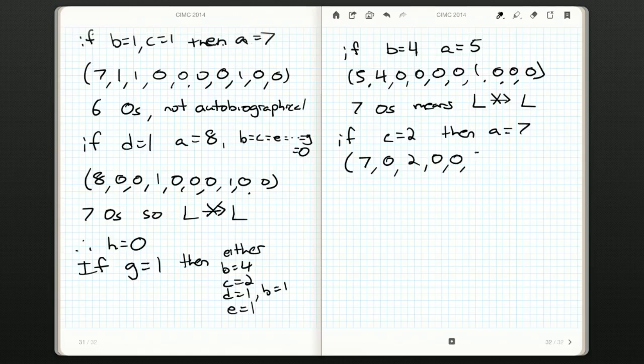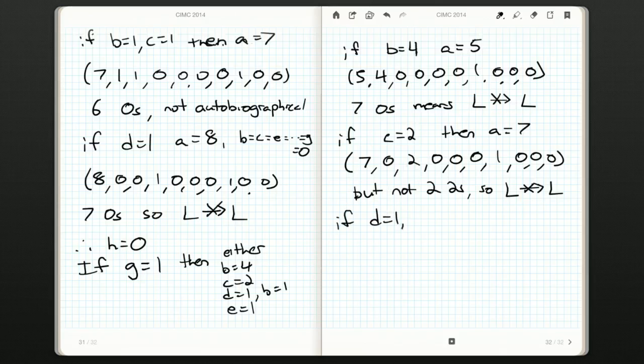D, E, F, G, H, I, J. So L will not produce L. We don't have 2 2s, but this thing says we need 2 2s in the expression in order to put this in the machine and get it back out.